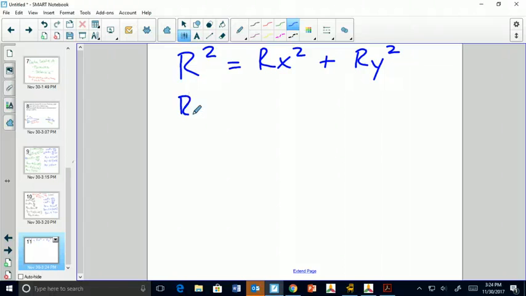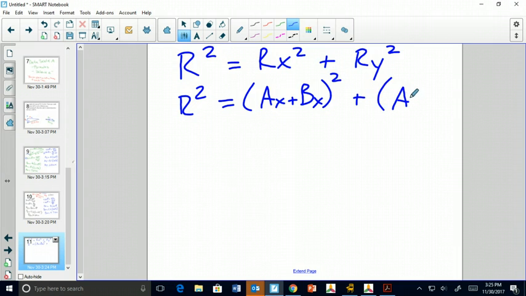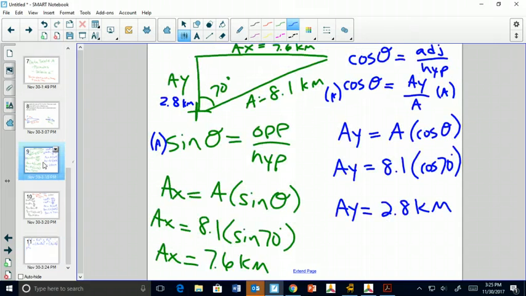So, let's do our math here. R squared, I'm going to add (Ax plus Bx) squared plus (Ay plus By) squared. I'm simply going to put the two x's and the two y's that I just found together into this problem. So R squared is equal to my Ax, we said, was 7.6.